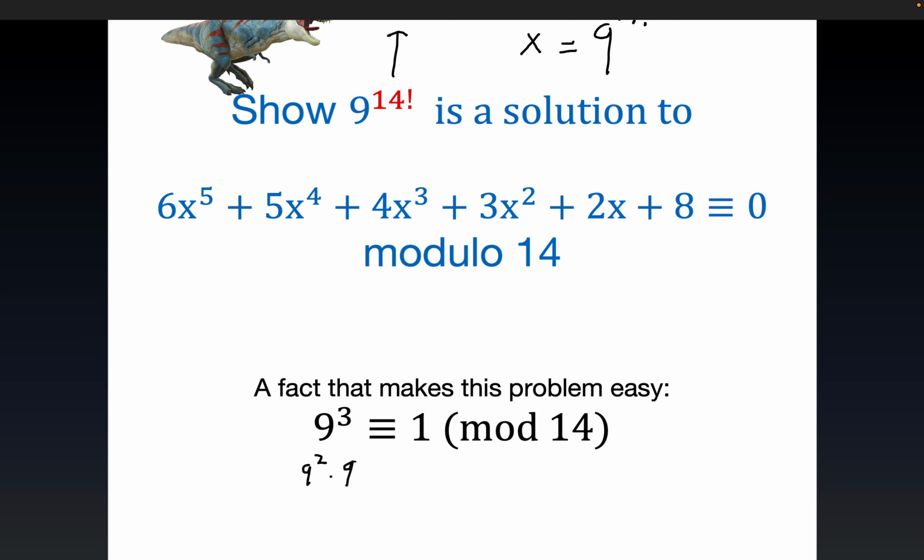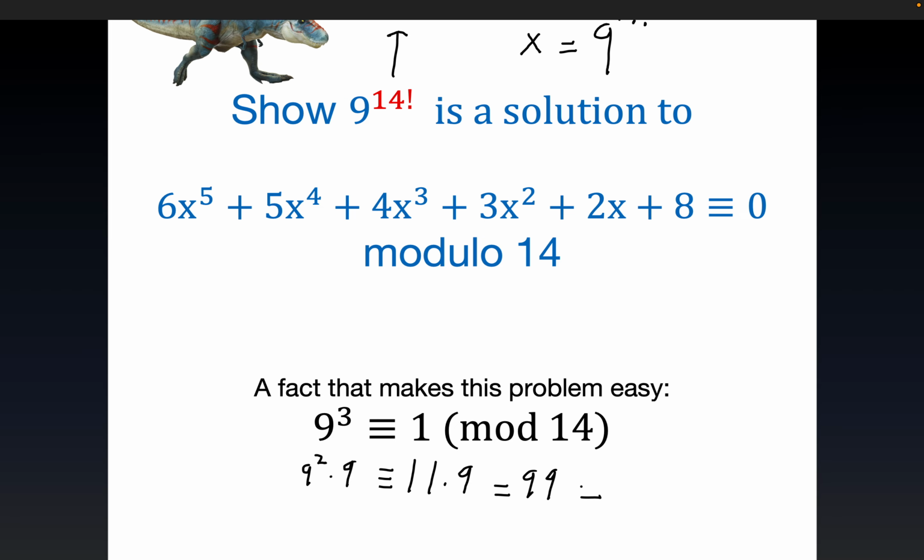I won't do all the calculations here, but 9 squared is 81, and 81 leaves a remainder of 11 when you divide it by 14, so you would get 11 times 9. This is equal to 99, which is congruent to 1. Again, when you divide 14 into 99, 7 times 14 is 98, so you have a remainder of 1. So this is just a quick modular arithmetic proof of this fact.